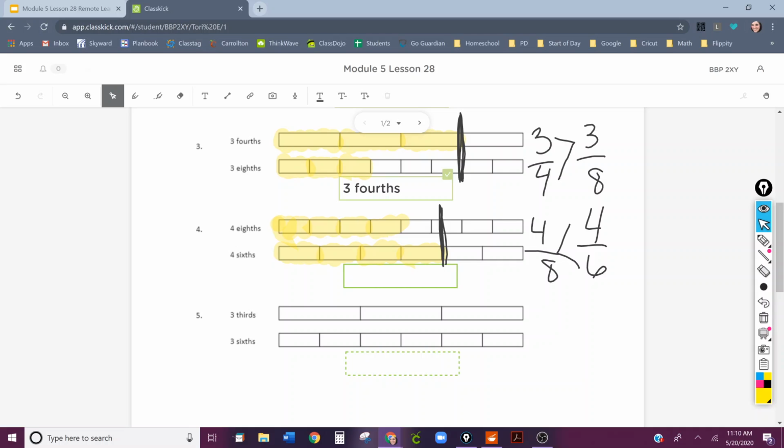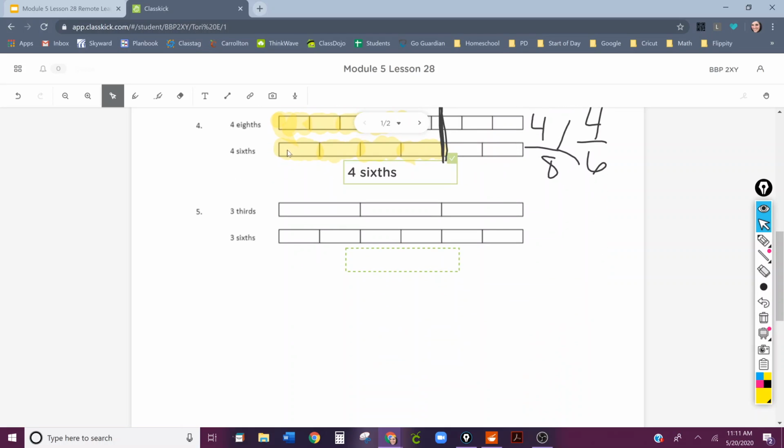Then I need to type the bigger fraction in unit form, 4/6. That brings us to our last one. We're shading 3 pieces, 3/3, 1, 2, 3, and 3/6, 1, 2, 3.